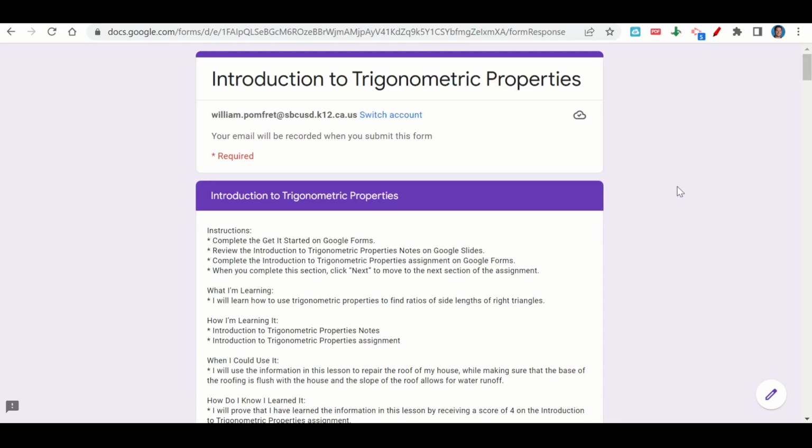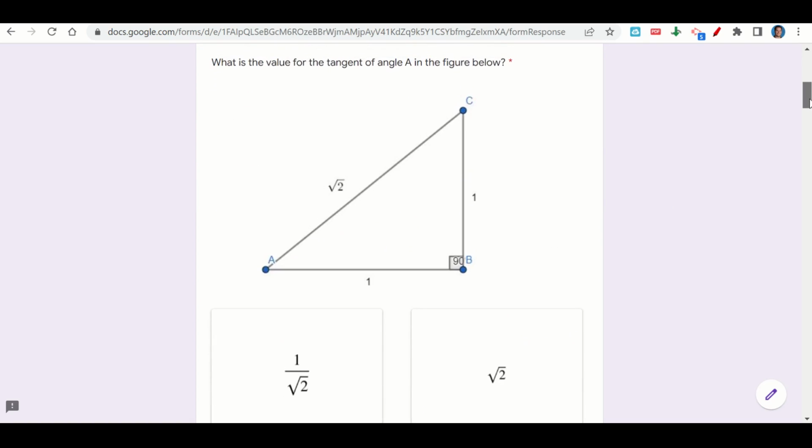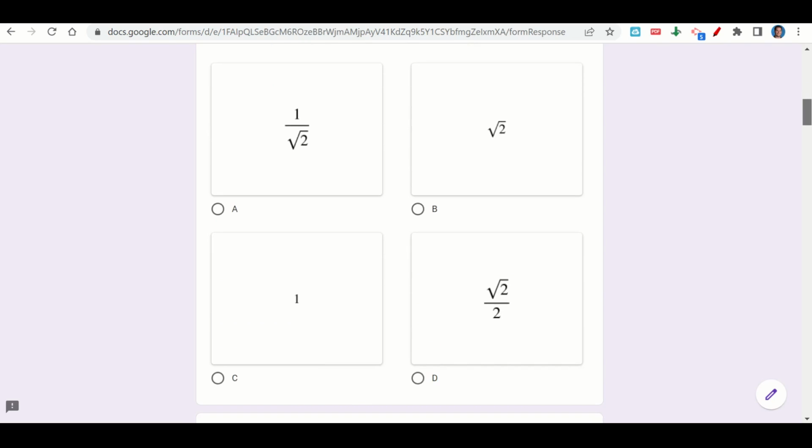Let's take a look now at the Introduction to Trigonometric Properties assignment. The assignment begins with our learning goals and success criteria. If we scroll down, we can see the questions. It says, what is the value for the tangent of angle A? Tangent, remember, is opposite over adjacent. So if I look at angle A, then the opposite of this would be 1, and the adjacent is 1, so it's 1 over 1, which is just 1. So we'll go ahead and mark that as our answer.